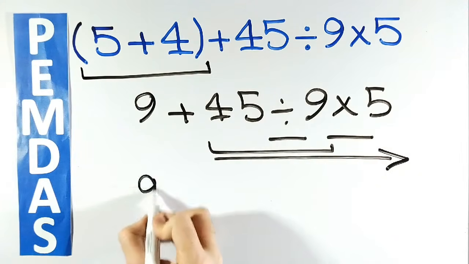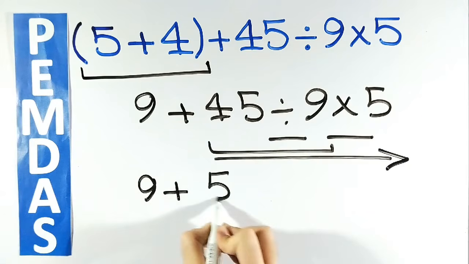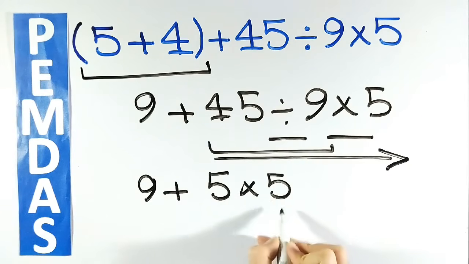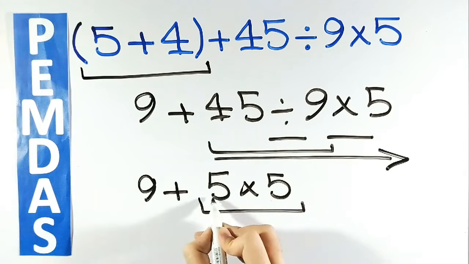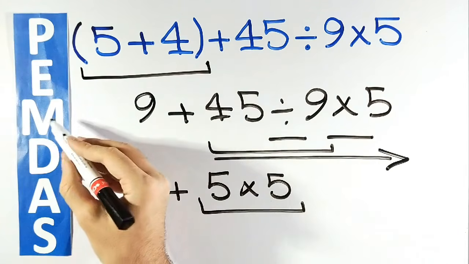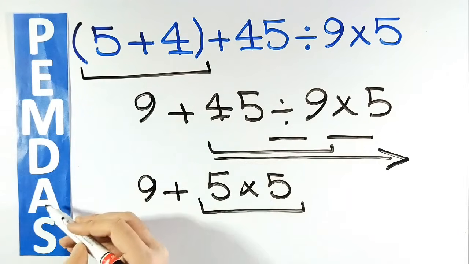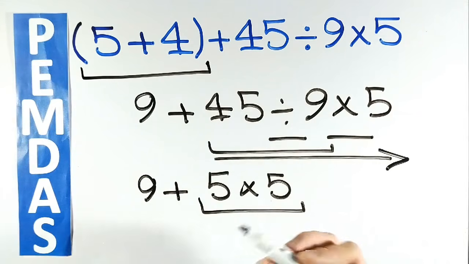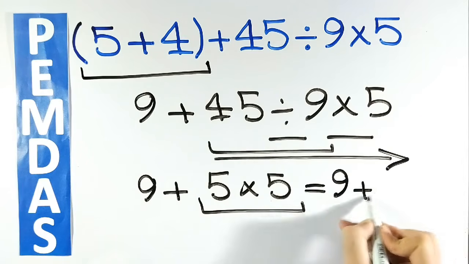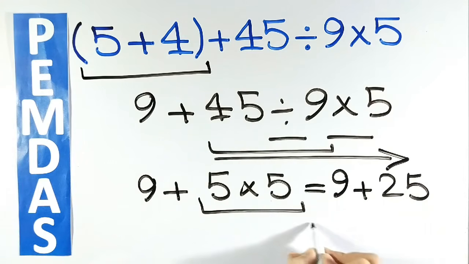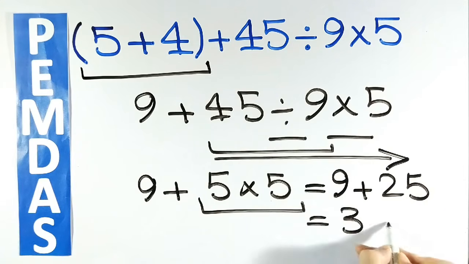expression, we can write 9 plus 5 multiplied by 5. And the final step, we go for the multiplication between 5 and 5 because multiplication has a higher priority than addition. So, instead of this expression, we can write 9 plus 25, which finally gives us the answer 34.